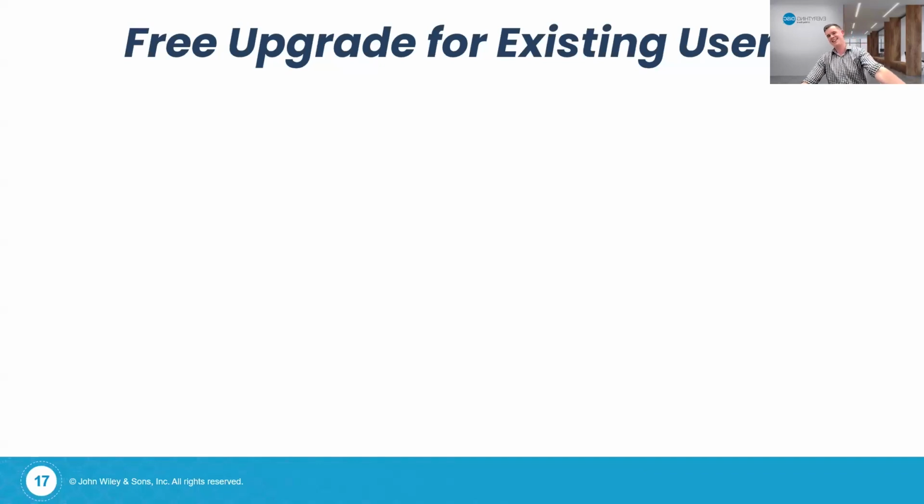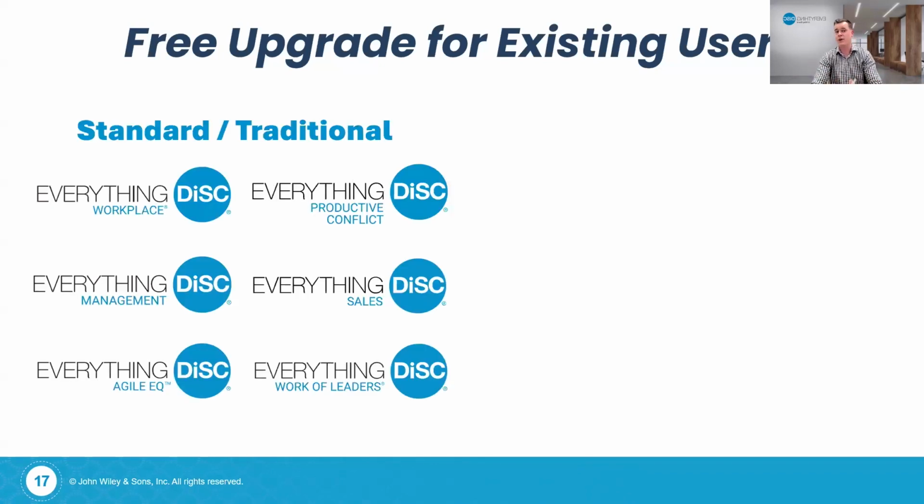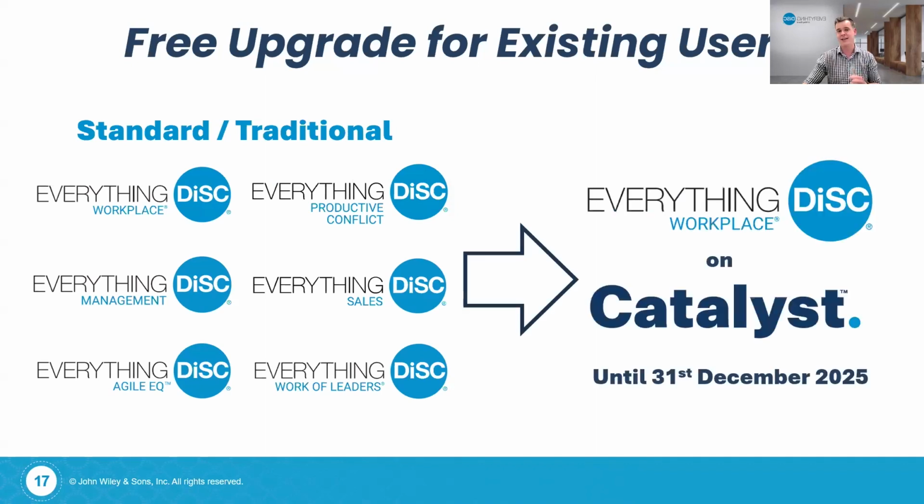Now, some even more exciting news. There is currently a free upgrade on offer for existing DISC learners. What I mean by that is that if you or your learners have completed any of these traditional profiles, so workplace, management, Agile EQ, or even productive conflict, the sales profile, or worker leaders in their standard traditional PDF formats, you can access a free upgrade to the Catalyst profile, the workplace on Catalyst profile rather, up until the end of the year for 0 credits. So you can use that existing data to come across to the Catalyst profile so that you and your learners can experience that new platform for yourselves.